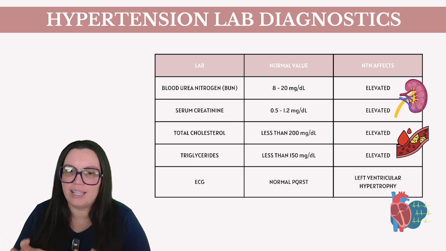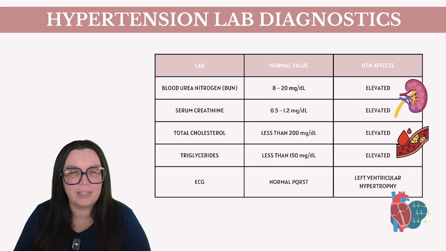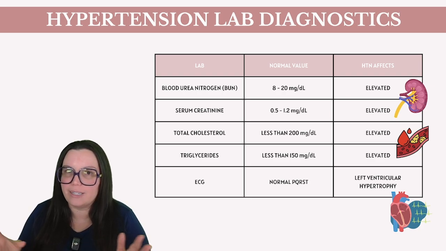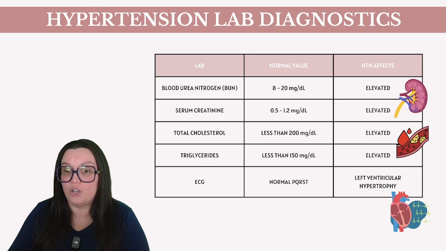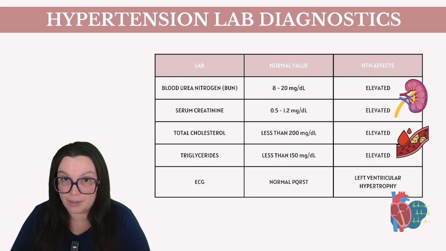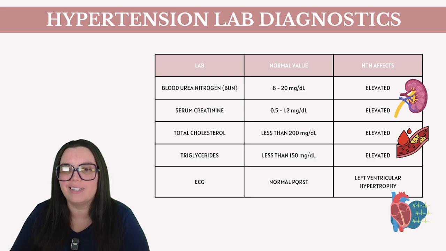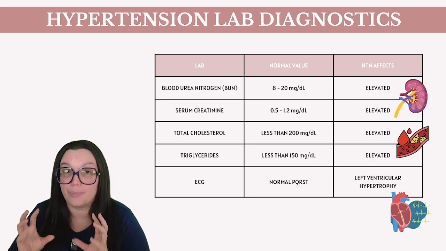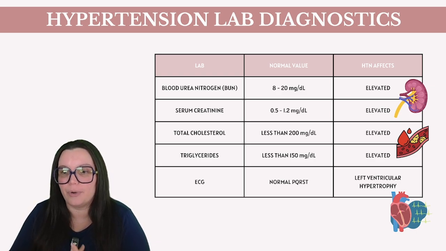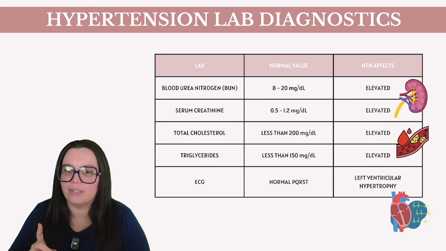And then lastly, we have ECG, our electrocardiogram. So typically we have a normal PQRST. That is what we see as a patient with a normal heart rate with no signs of heart damage. However, when we're looking at an ECG and we're starting to see hypertension changes to the heart, we're going to start to see left ventricular hypertrophy. With left ventricular hypertrophy, you can also see arrhythmias as well as ischemic changes.